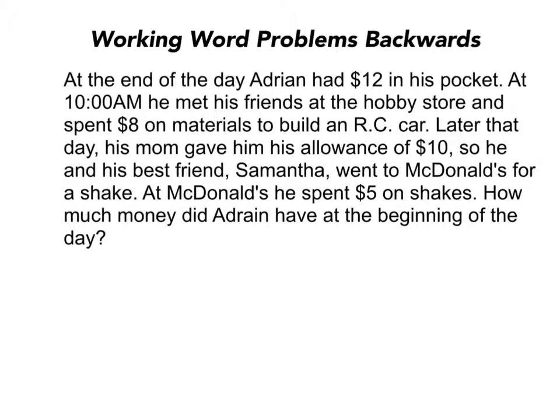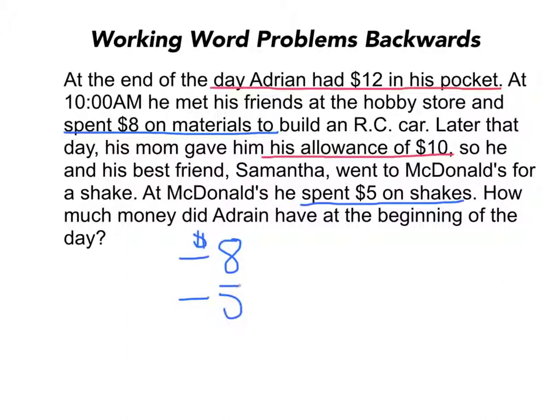You'll notice that at the end of the day, Adrian had $12 in his pocket. And you'll also notice that during the day, he got an allowance of $10. So breaking this into parts, you would notice that when he spent money, he spent $8 on materials, that would be minus $8. And then he spent money on shakes, that's minus $5.